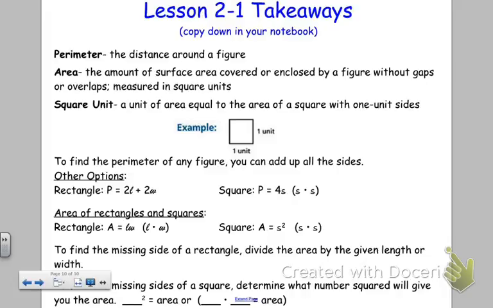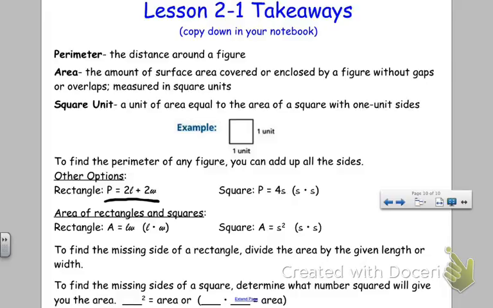All right, finally our takeaways. We have the definitions for perimeter and area. And don't forget, a square unit is a unit of area equal to the area of a square with 1 unit sides. And then I have some formulas here to find the perimeter of any figure. You can add up all the sides, but there's also a couple other options. So if you wanted to find the perimeter of a rectangle and you didn't want to add up all the sides, you could do it this way. Remember the 2 times the length plus 2 times the width.